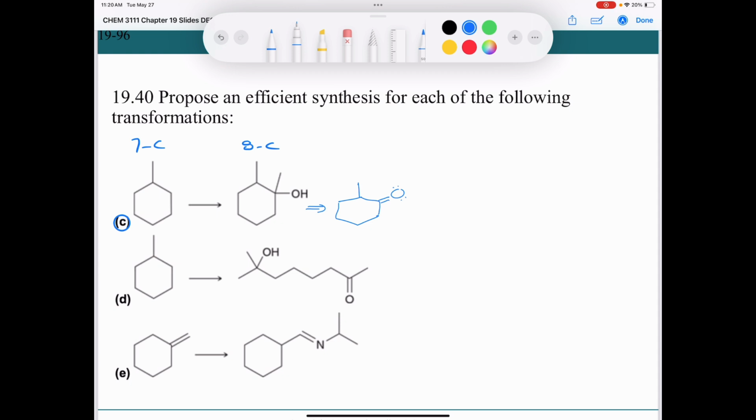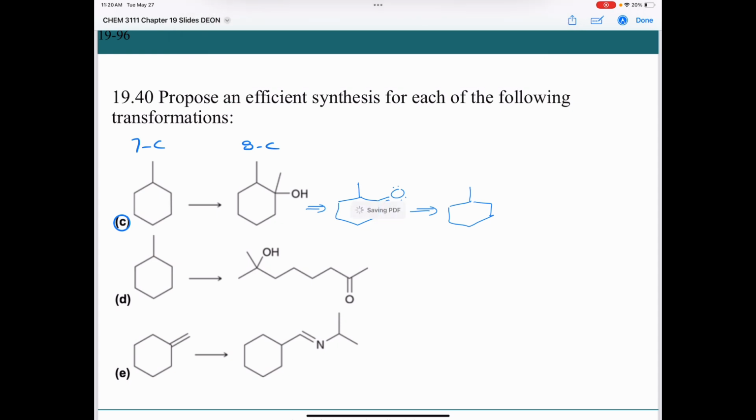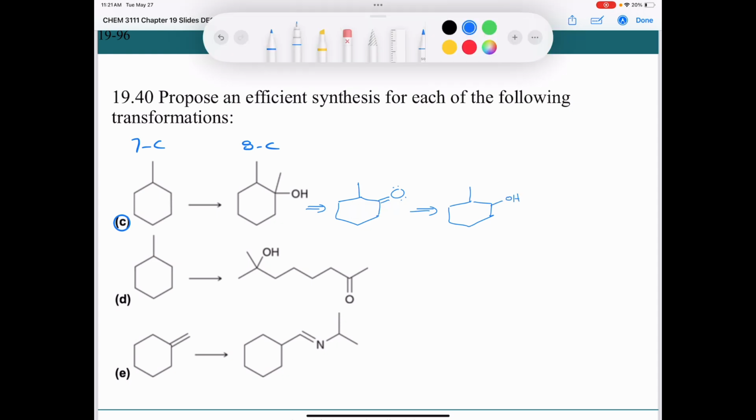So the question now becomes, well, how do I get to this ketone? Well, I could make the ketone from the alcohol. I could make it from this alcohol. And where would that alcohol come from? Well, I could make that alcohol from the alkene, right?